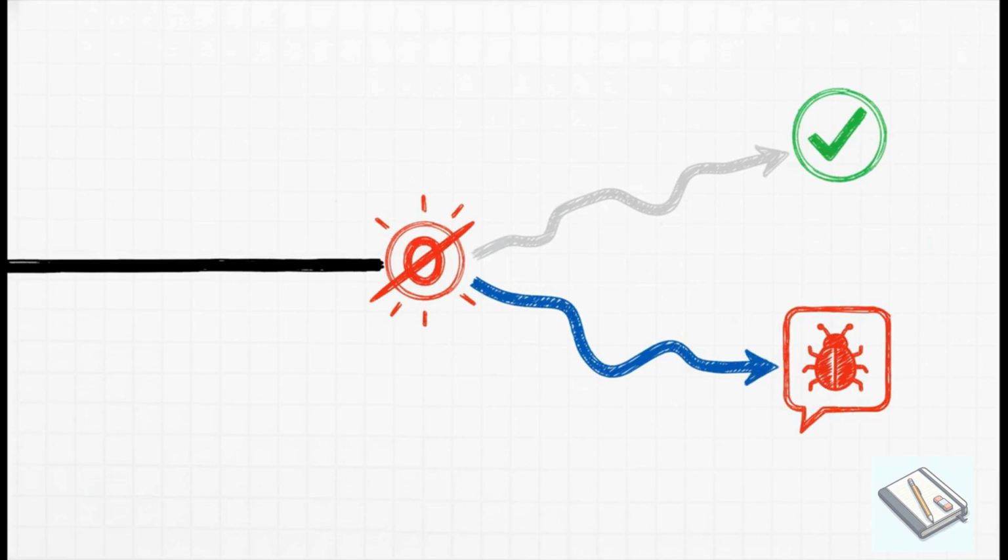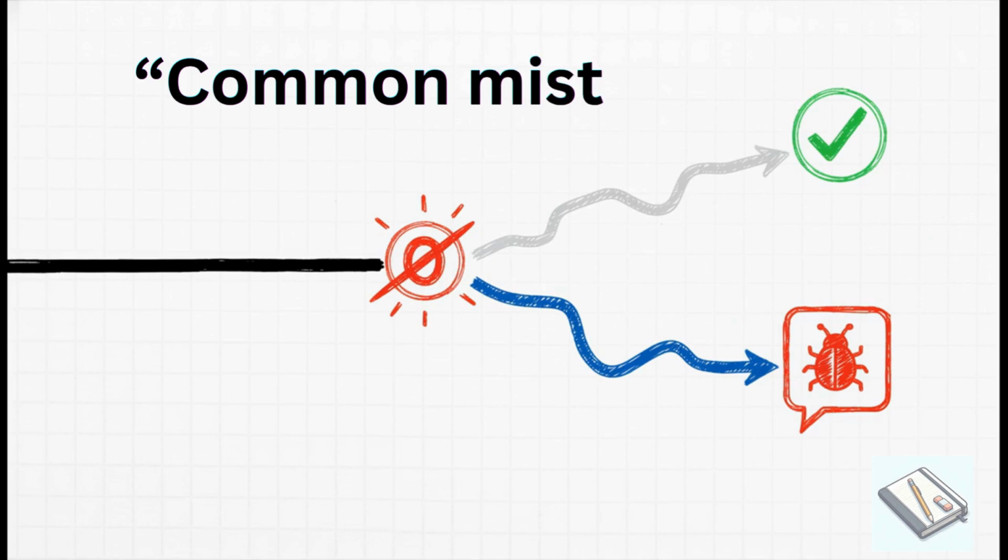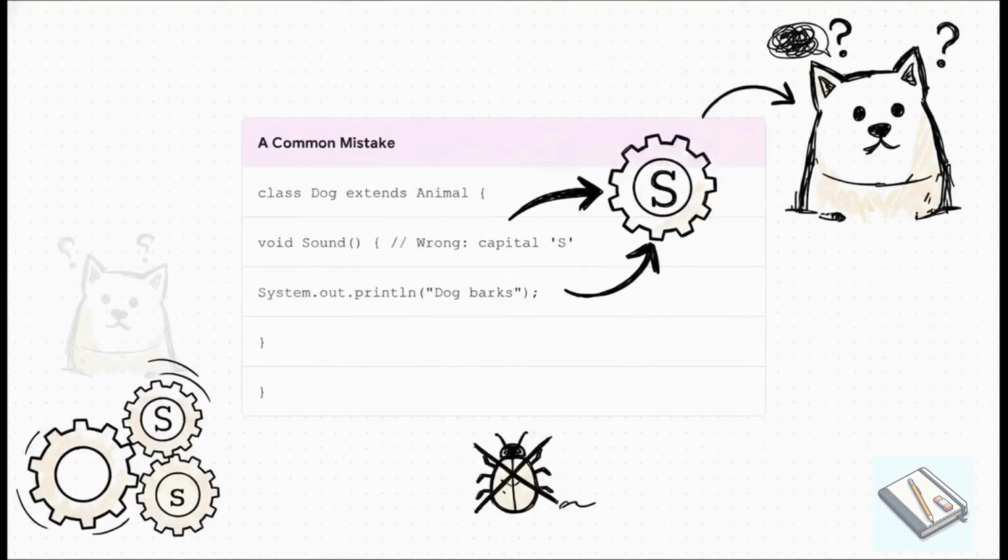And here's exactly why that annotation is so critical. Let's look at one of the most common mistakes new Java developers make. It's so easy to do. Look closely, see it? A capital S in sound. To us, it's a tiny typo. But to Java, sound with a lowercase s and sound with a capital S are 2 completely different methods. If you forget the @override annotation, this code compiles without any errors, but you haven't actually overridden anything. You've just created a brand new, separate method, and the old generic sound method is still there, just waiting to run when you least expect it.